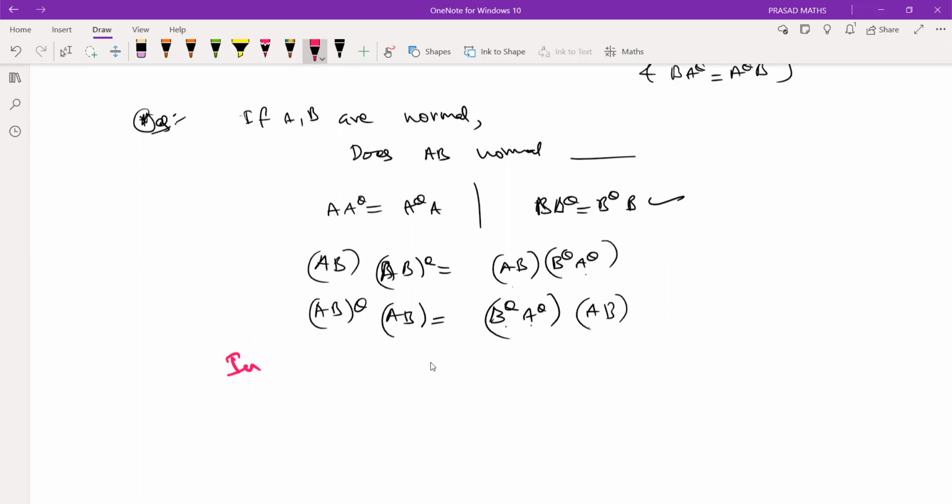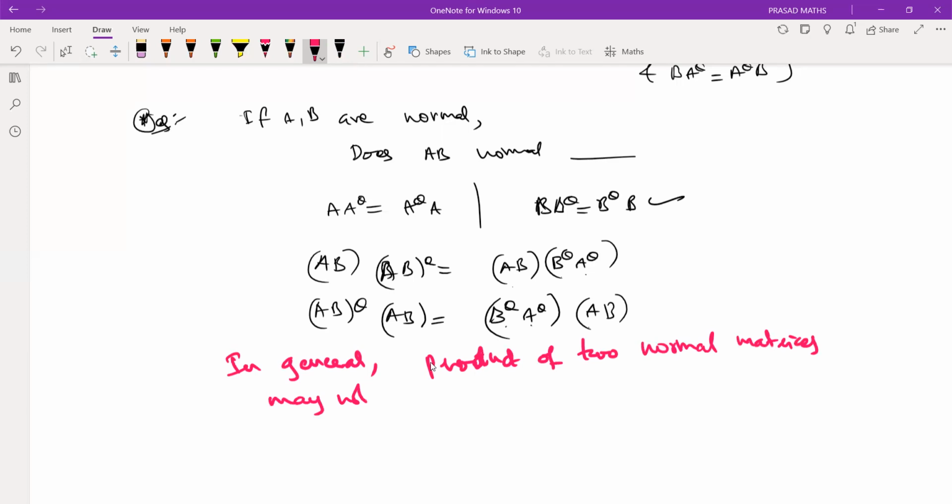If you give me two normal matrices, their product may not be a normal matrix, because matrix multiplication is in general not commutative. So what is my notice? The product of two normal matrices may not be normal.